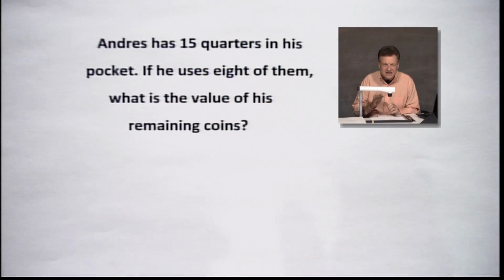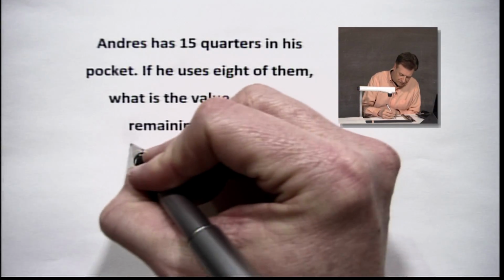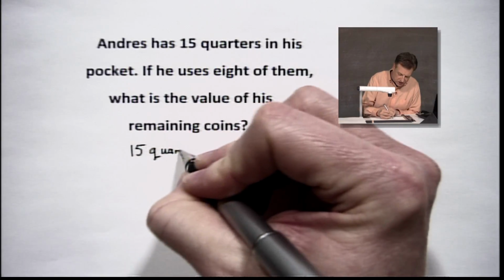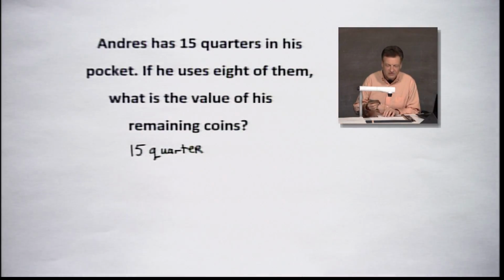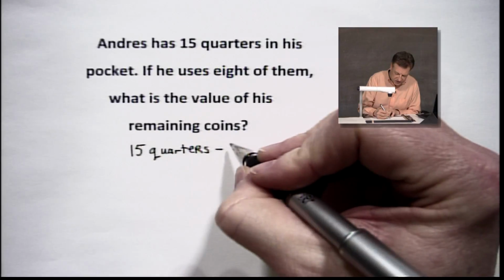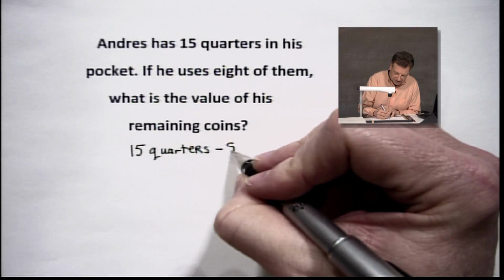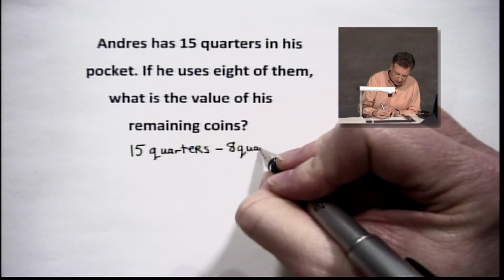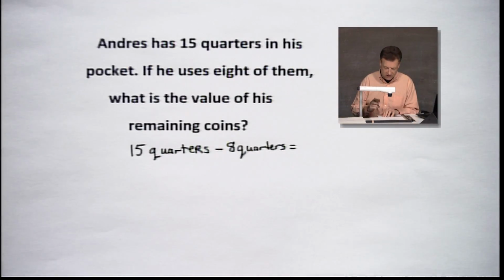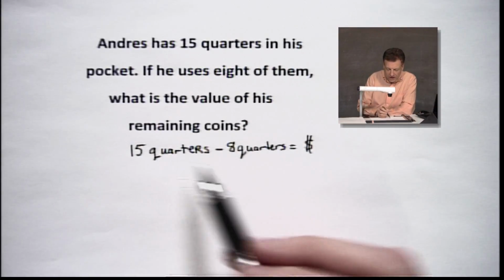It says Andres has 15 quarters. So I'm going to map this out a little bit. He is going to spend some. Sometimes when you spend, you feel like you are losing it. But you're going to have 15 quarters, and he's going to take away 8 of those. And I want to end up with some sort of dollar value, dollars and cents, however you want to look at it. One way to look at it, here we go.